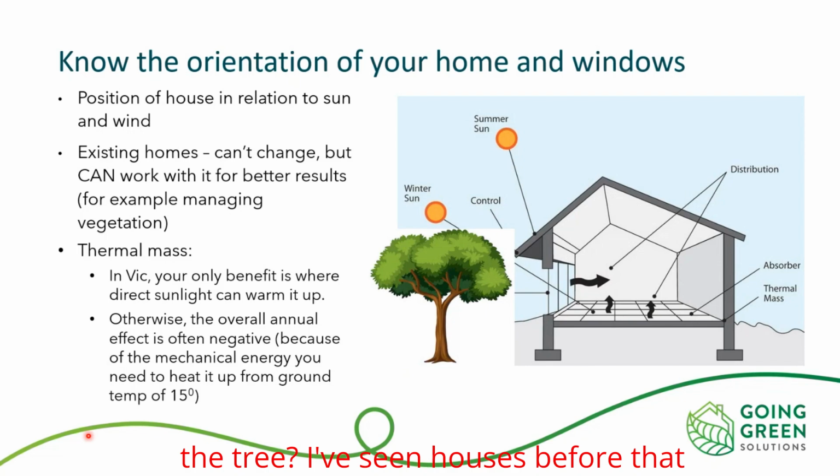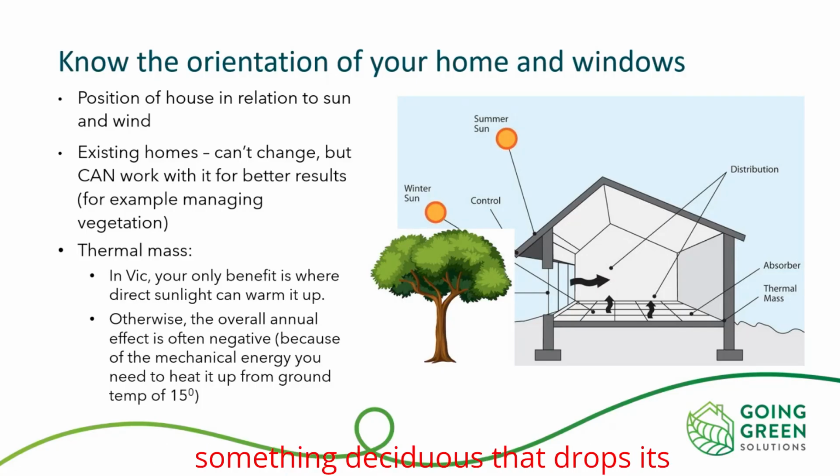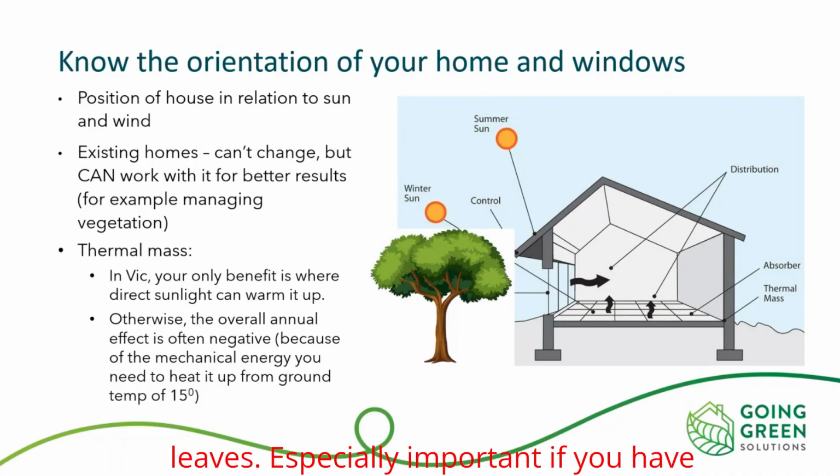I've seen houses before that have beautiful north-facing aspects, but they have hedges that have just grown up so high that the sun isn't coming in, and it's just a simple matter of trimming the hedges, or maybe replacing them with something deciduous that drops its leaves.